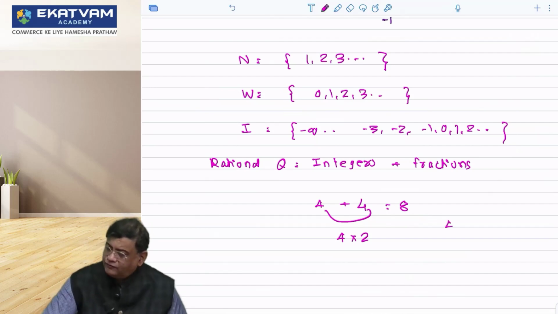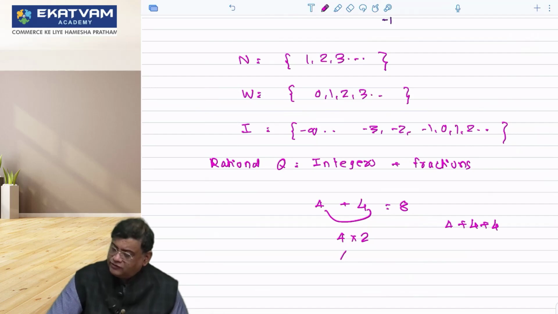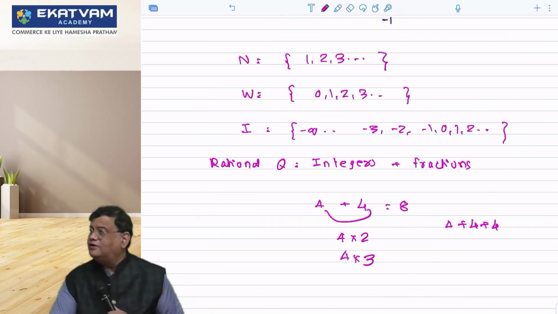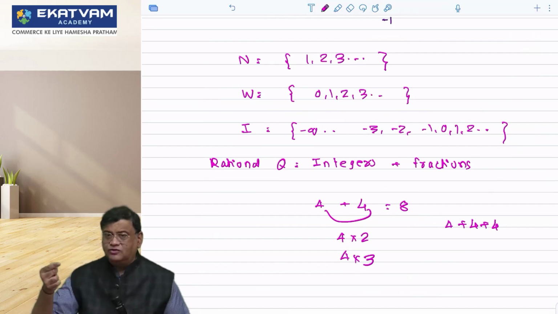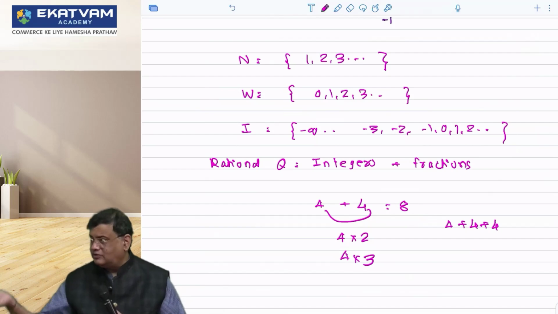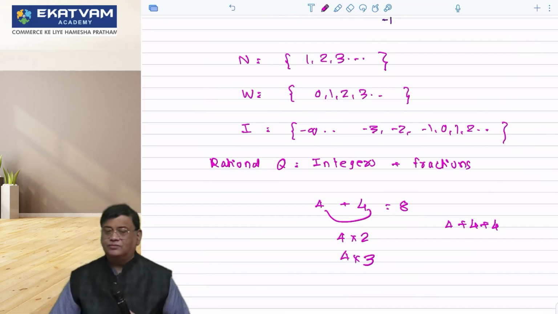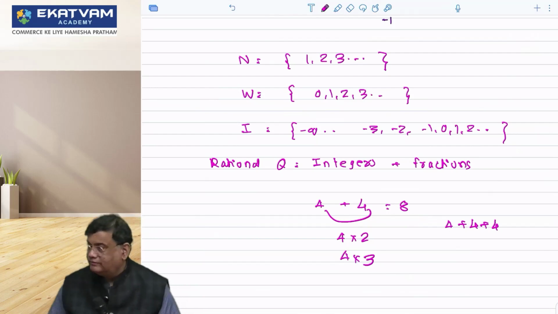When you add 4 three times, you are going to get 4 into 3. Means if the same number is added twice, you get 2 into that. If the same number is added 3 times, you get 3 into that. If the same number is added 5 times, you get 5 into that. ये समझा क्या तुमको? हो मैंने की?